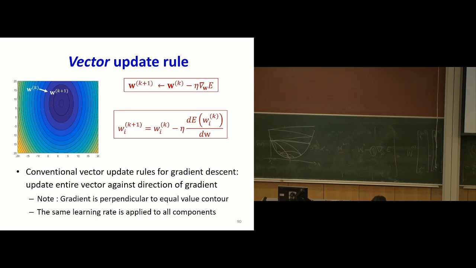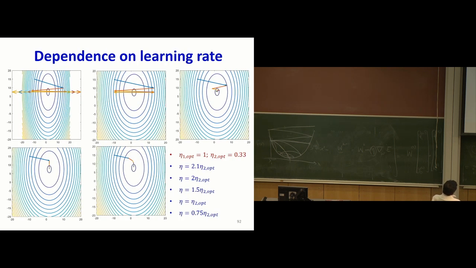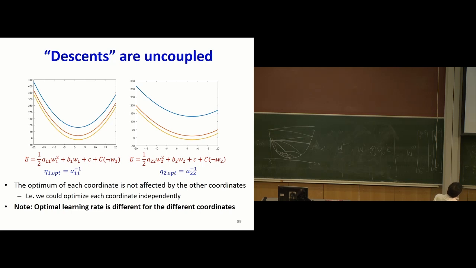So what happens? When you have something of this kind, you're just walking against the gradient, which means that you have the same step size for every single component. So something peculiar happens over here. Let's say a11 inverse is more than 2 times a22 inverse. What happens? For the first component, w1, I will find the optimal value of w1 in a single step. But for w2, the step size is too large, and the estimate is going to diverge.